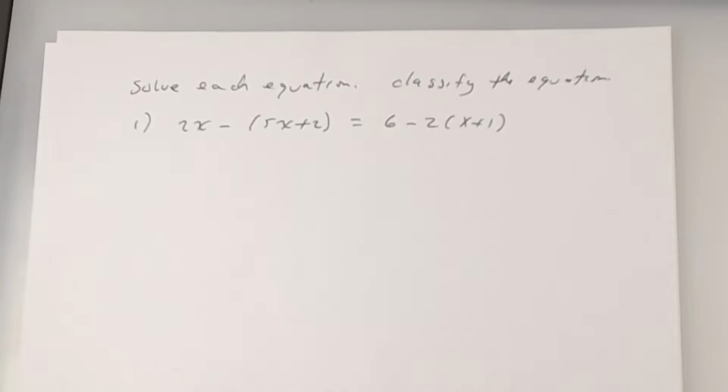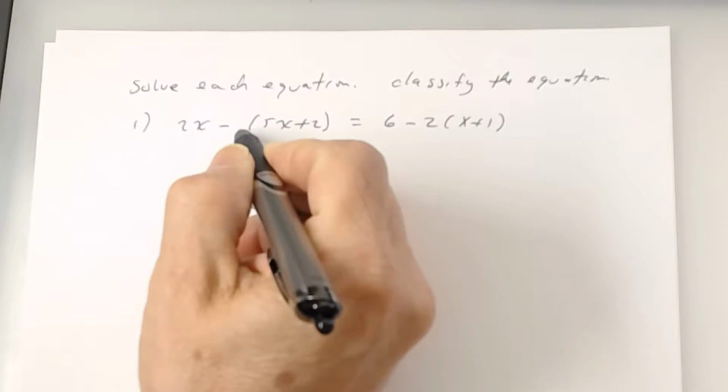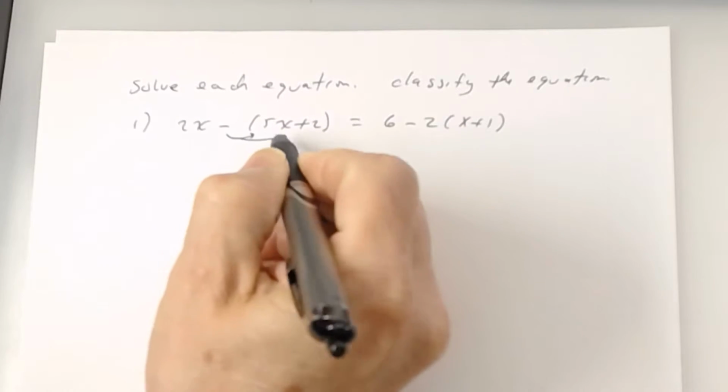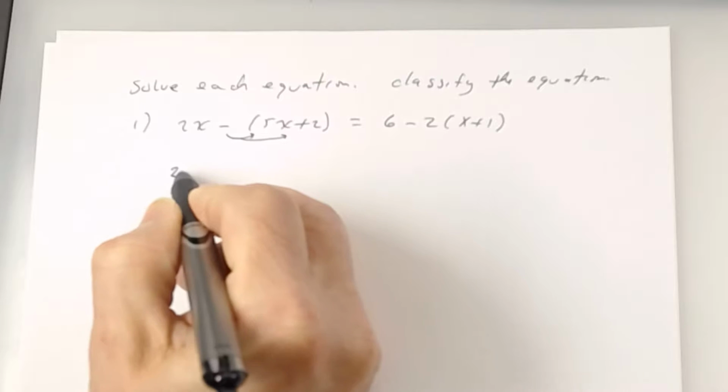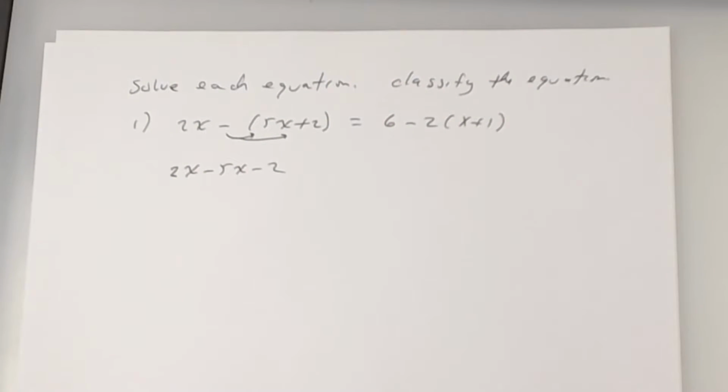Now, what kind of equation is this? Linear. So how are you going to solve this linear equation? What are you going to do on the left side first? Distribute the negative 1. Good. Remember, that's understood to be a negative 1 right here. So if I distribute the negative 1, what do I get? Very good. 2x minus 5x minus 2.